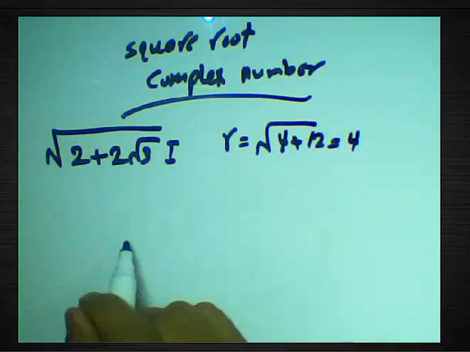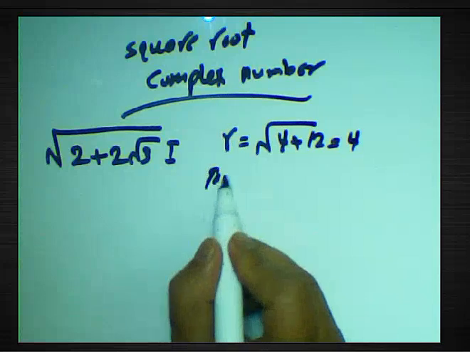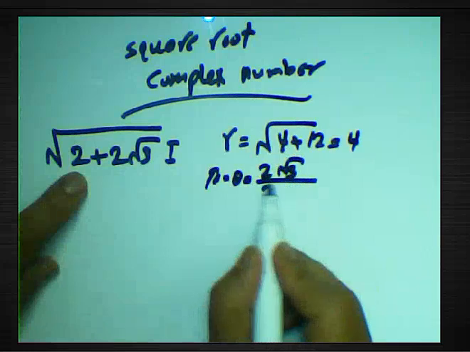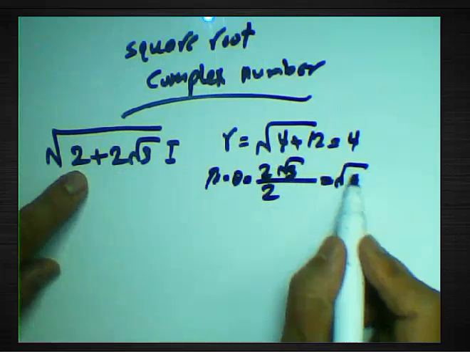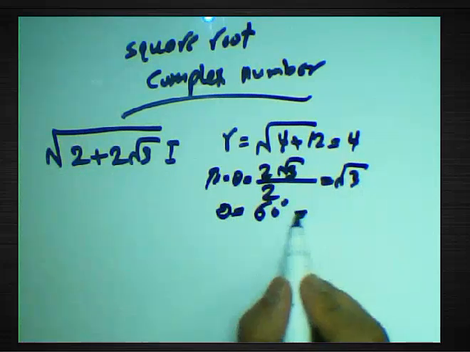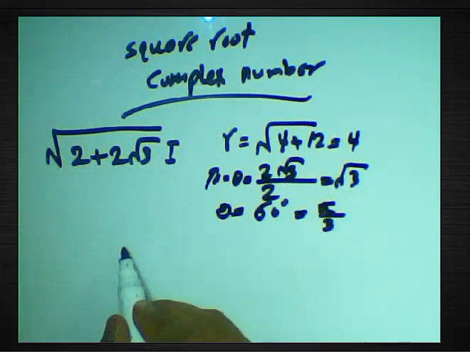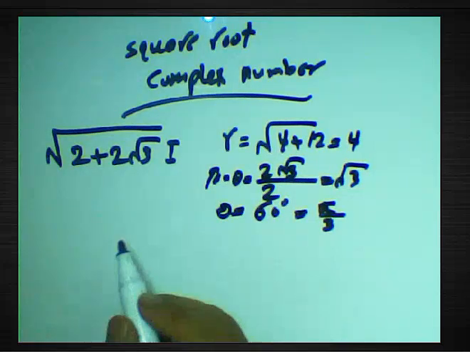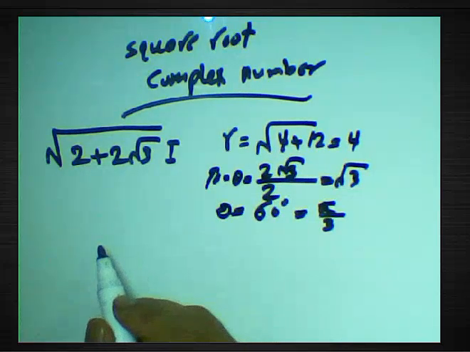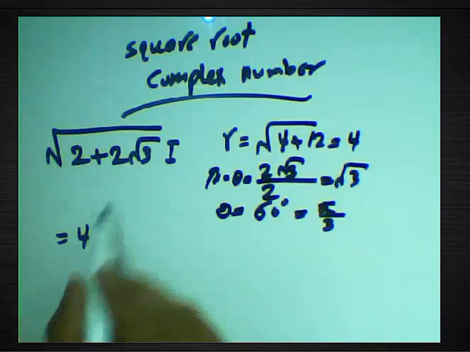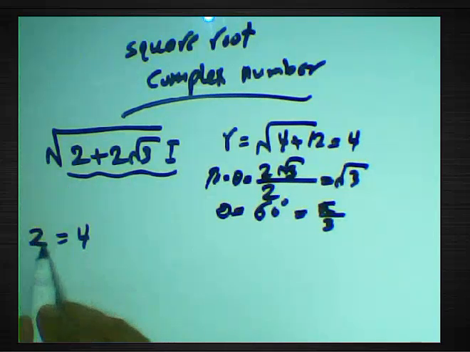Then r equals 4. And for theta, we can write tan theta equals y over x, which is 2 root 3 over 2. The result will be root 3. Then theta will be the inverse tan of root 3, which equals 60 degrees. It will be pi over 3. Then we can write this number in trigonometric form. Write r, 4, outside, and let this be z.